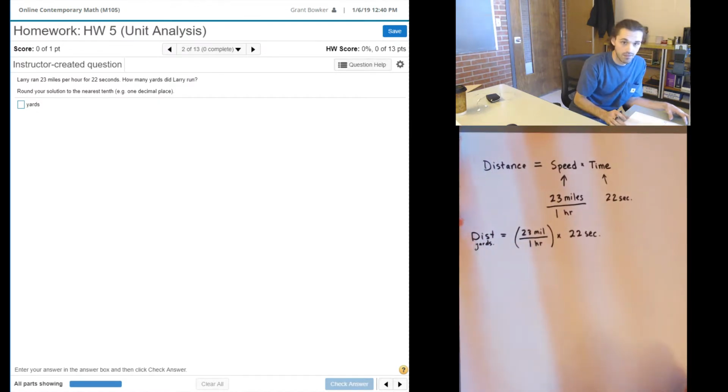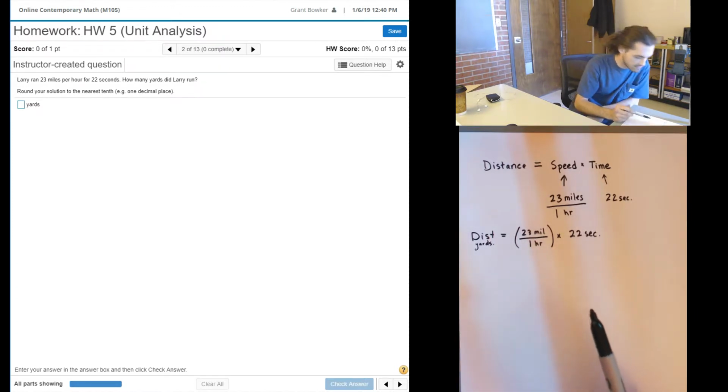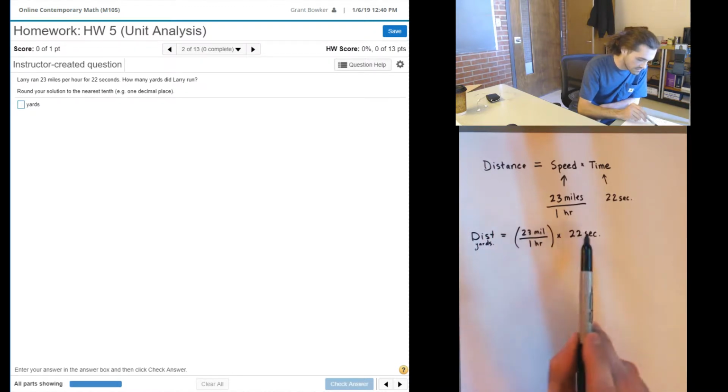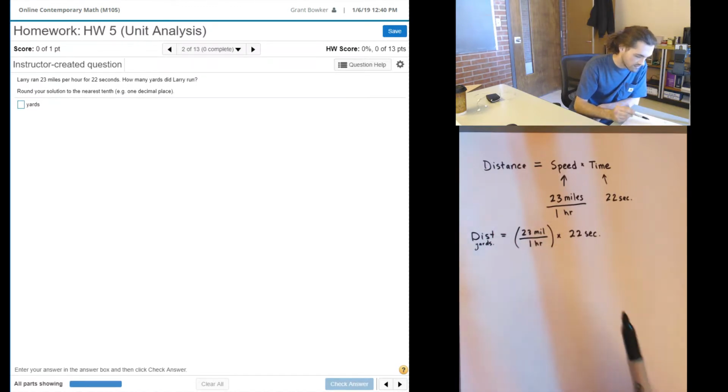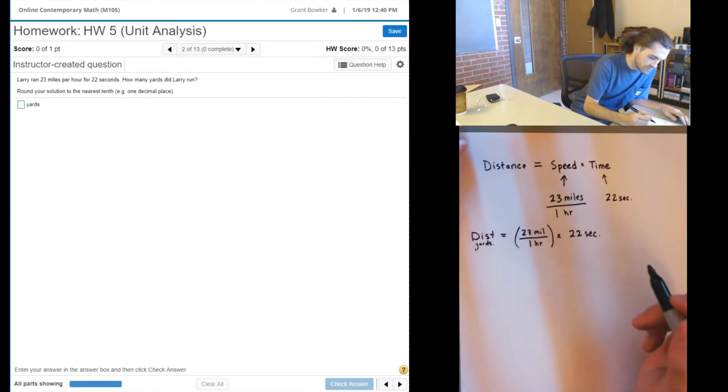So the process from here is to inspect your units and recognize which ones need to go away and which ones you want to stay. So we need yards out. We're solving for distance in yards. So nowhere over here do I see yards. So all of these units are going to end up going away. And the big question is, well, how do you get the units to go away? We get the units to go away by multiplying by clever versions of 1.